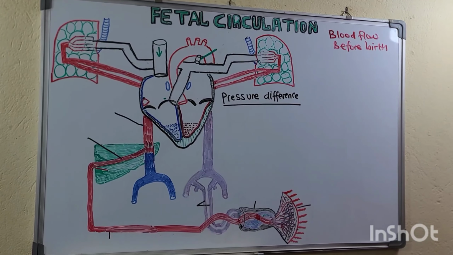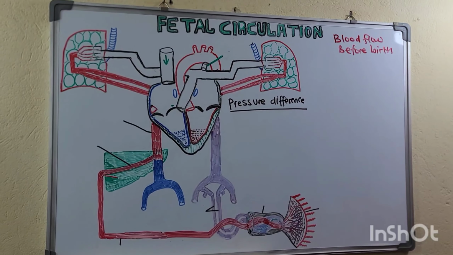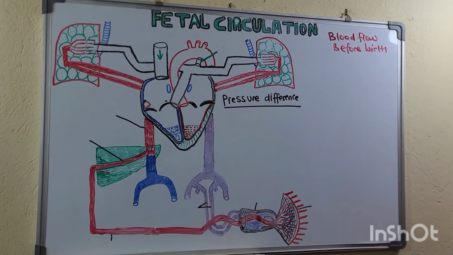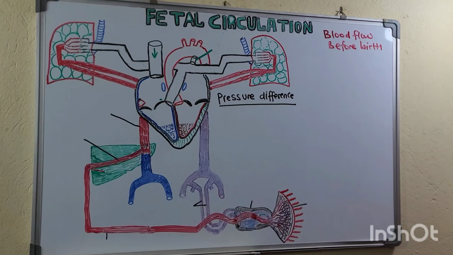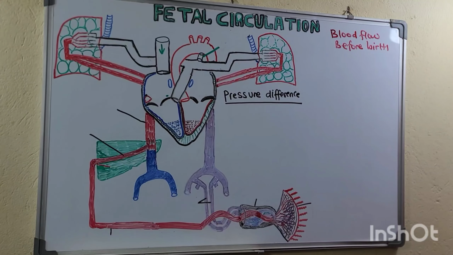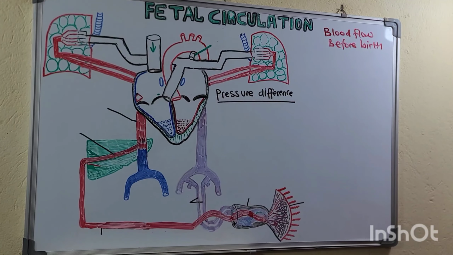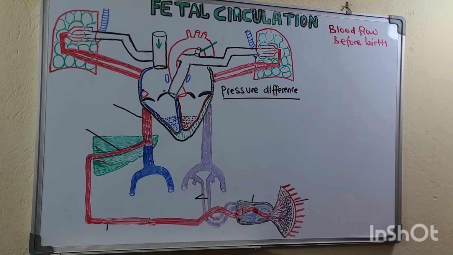So first things first, we need to understand what fetal circulation is. Fetal circulation simply means the flow of blood directly from the maternal side through the placenta, and then it goes to the growing fetus.